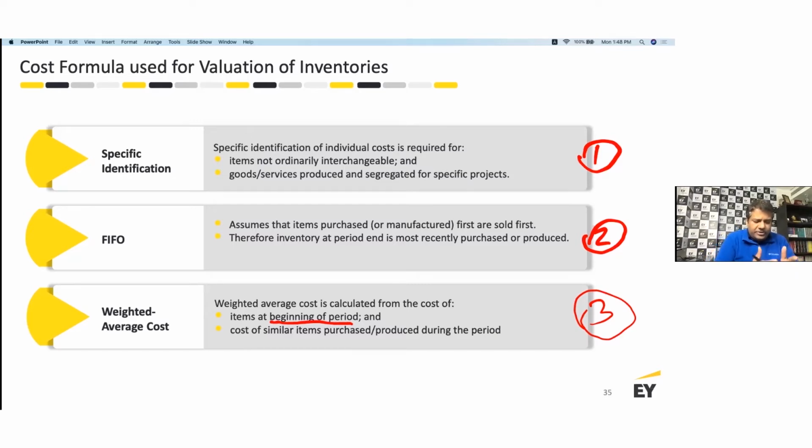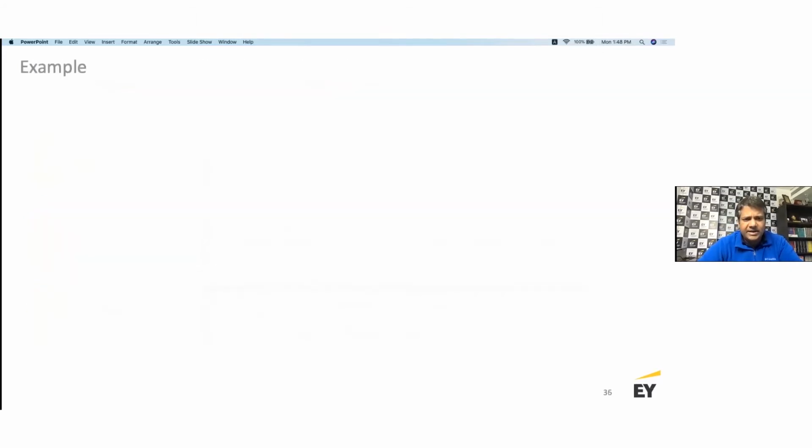The cost of what has been produced first is considered sold first. So whatever is the last cost of production, in a way, is considered inventory, the most recently purchased or produced in the period. Whatever you produce first is considered sold first. Similarly, weighted average looks at the items at the beginning of the period, and the cost of similar items purchased during the entire period is averaged out, and you get the average cost. Let's try and understand this with the help of an example.